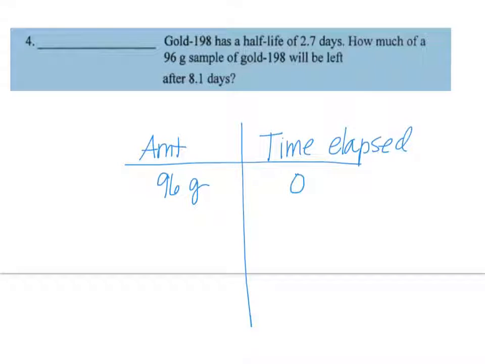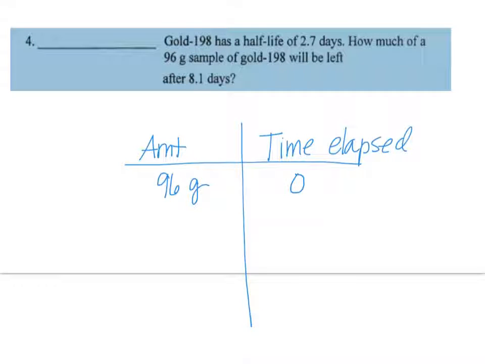Alright, so gold-198 has a half-life of 2.7 days. How much of a 96-gram sample of gold will be left after 8.1 days? So this is a half-life problem, obviously, so this is where we set up our chart. I've started the chart for you, amount versus time elapsed, and we're just going to start going through our half-lives and see how much is left.